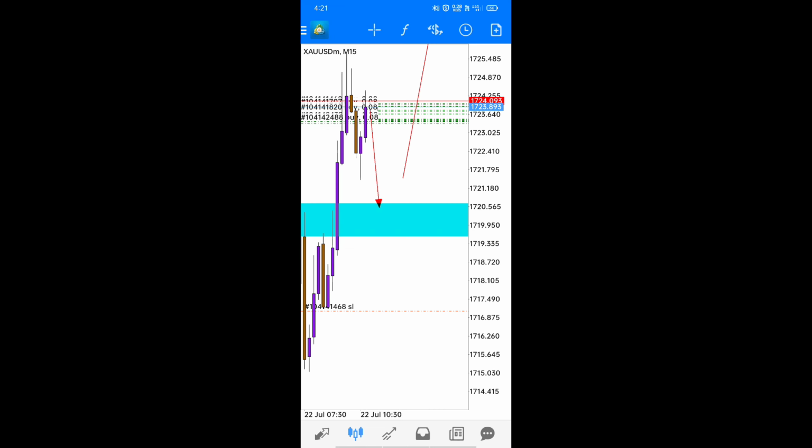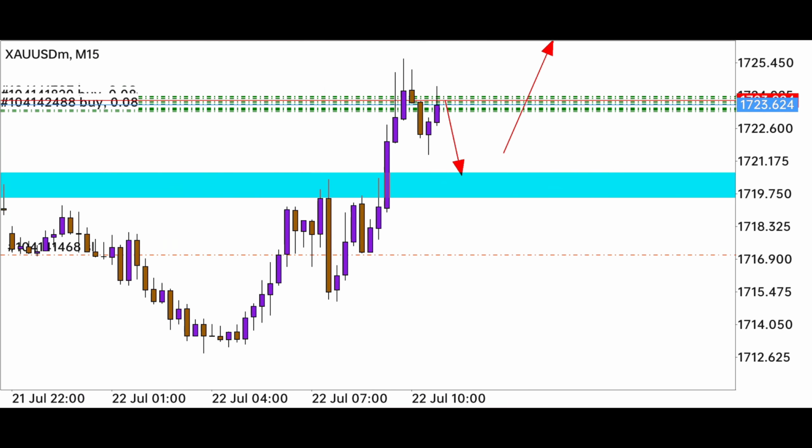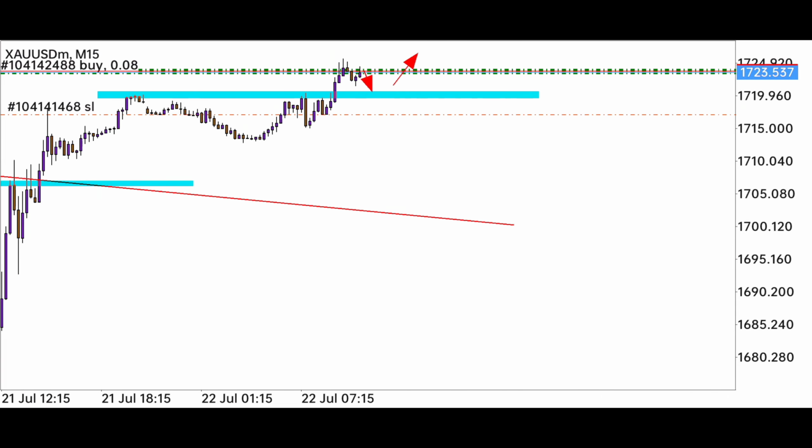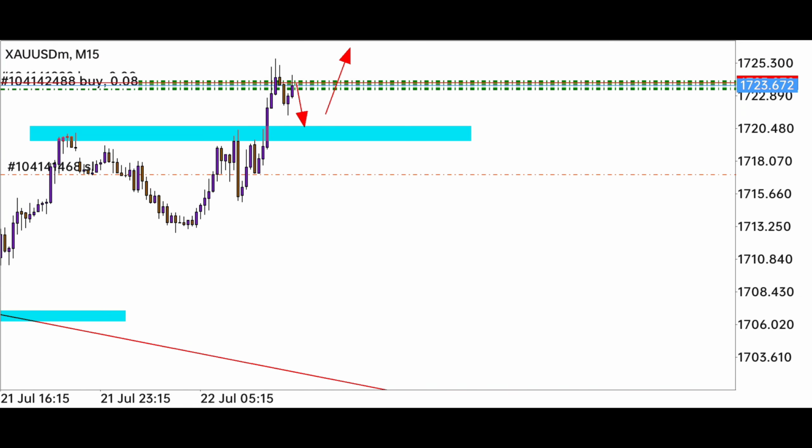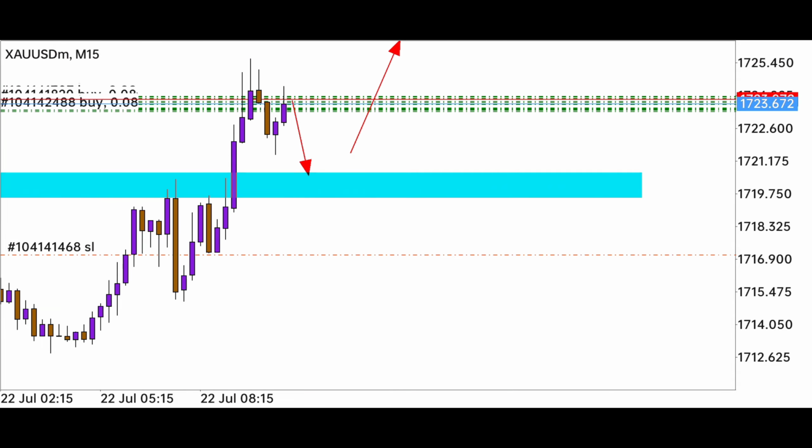We have put the stop loss here. The risk to reward ratio is 1 to 2. If this trade is a loss, then we will still be in profit because the risk to reward ratio of our first trade was 1 to 2.